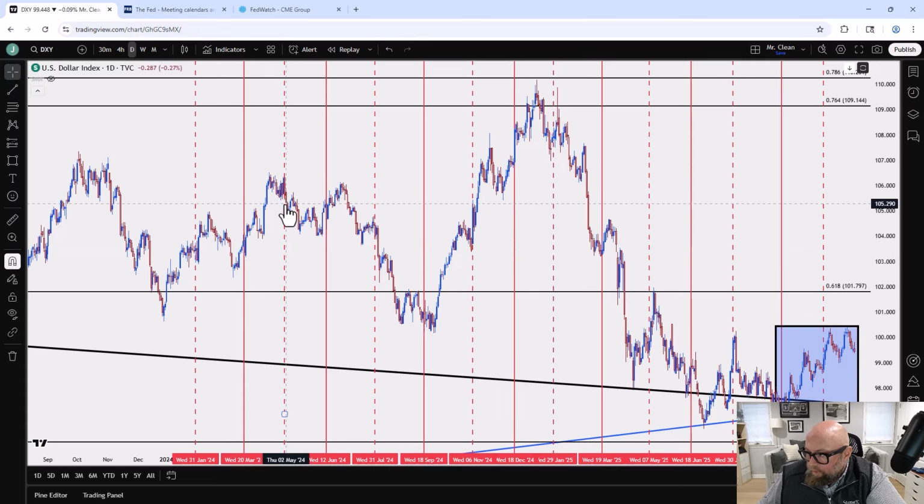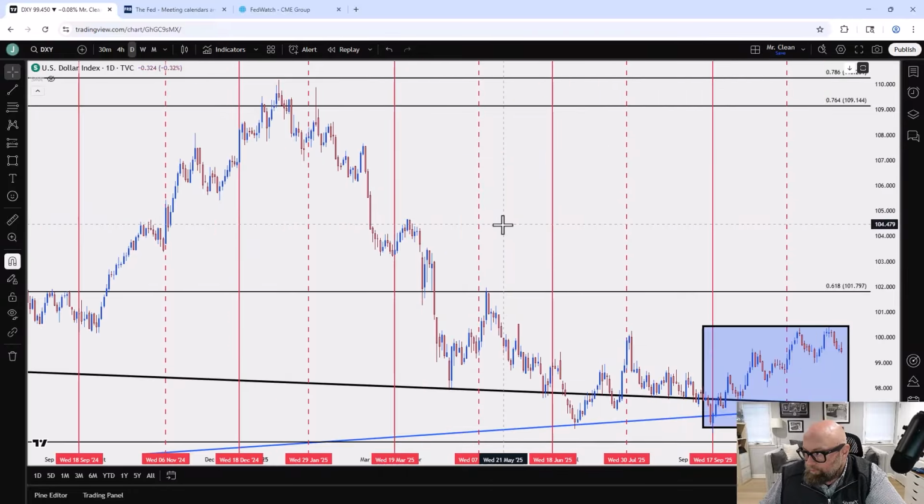We get some weakness on the back of May, strength on the back of June, and that's when the Fed started cutting rates last year. That's when the low came in, that low that's now the current resistance level at 100.22. But then November and December, decisive bullish reactions to those FOMC rate decisions.